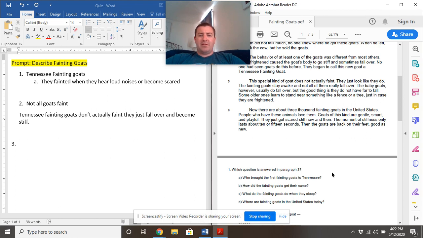People who have these animals love them. Goats of this kind are gentle, smart, and playful. When they are scared, they go stiff now and then. The moment of stiffness only lasts about 10 or 15 seconds, and then the goats are back on their feet, good as new.